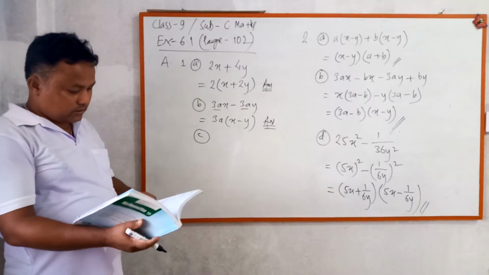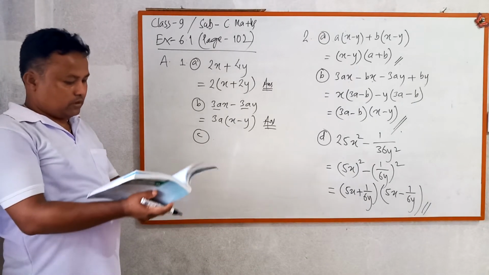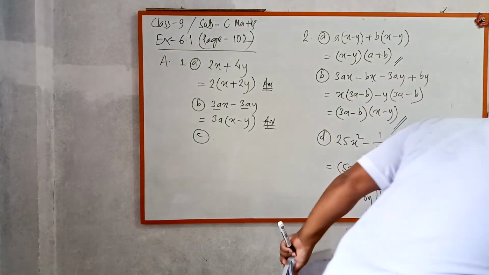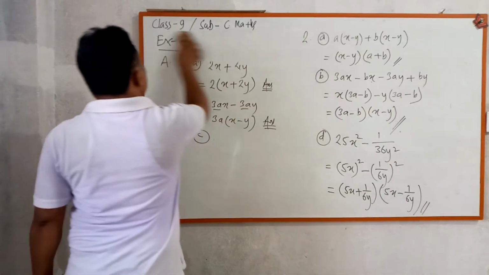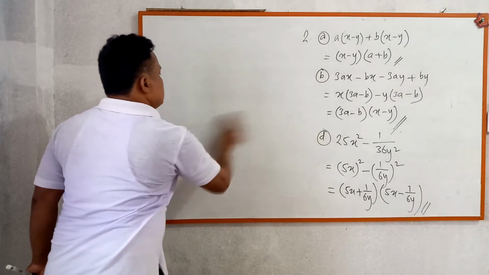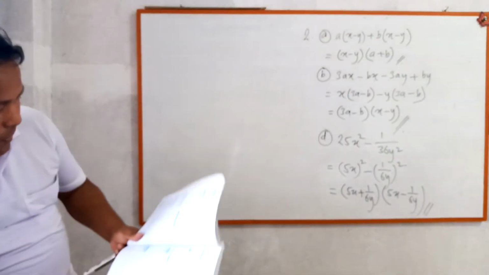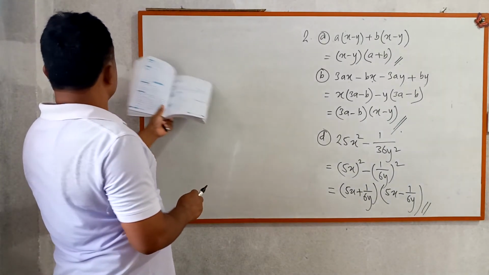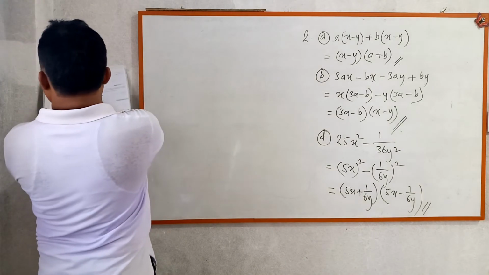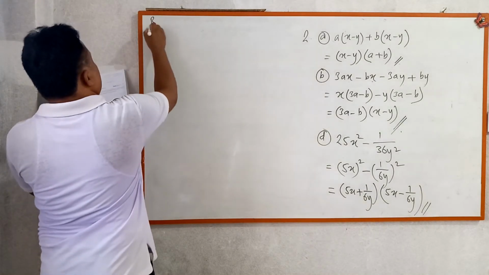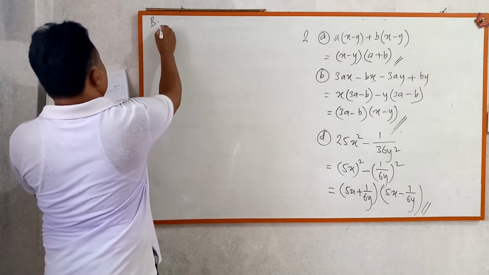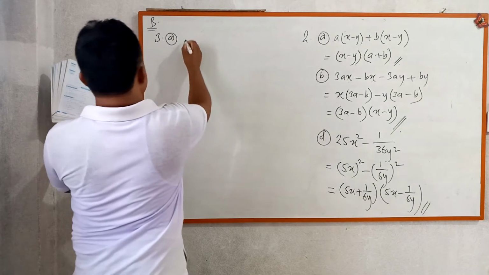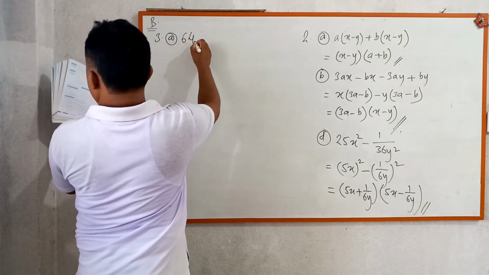Very simple. Now let's do question number B. Short questions. There are also short questions in B. Short questions number 3A. 3A is 64b square minus 9c square.